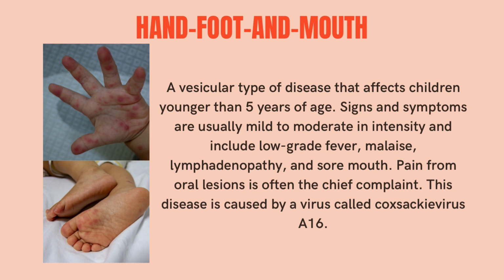Hand, foot, and mouth disease. This is a vesicular type of disease that affects children younger than 5 years of age. Signs and symptoms are usually mild to moderate in intensity and include low-grade fever, malaise, lymphadenopathy, and sore mouth. Pain from oral lesions is often the chief complaint. This disease is caused by a virus called Coxsackie virus A16.